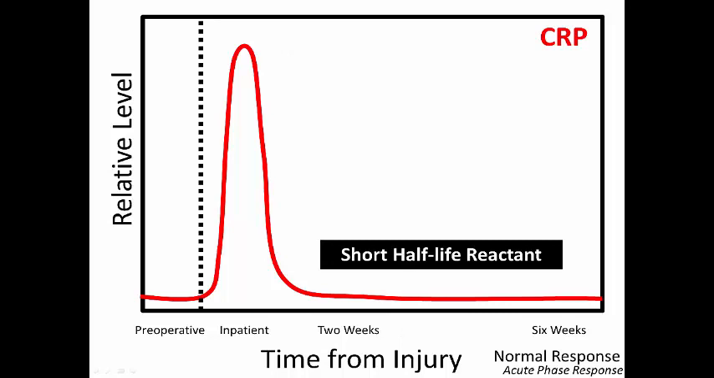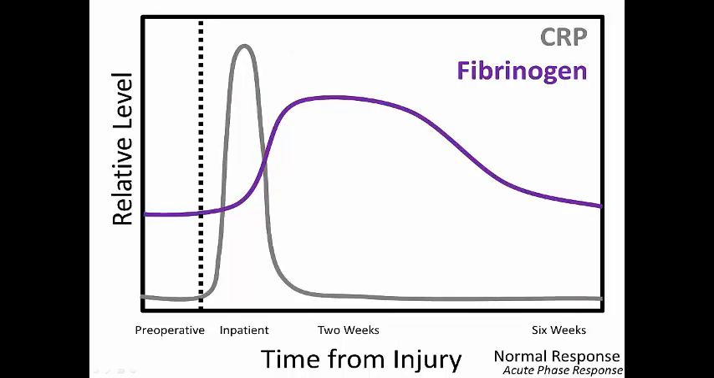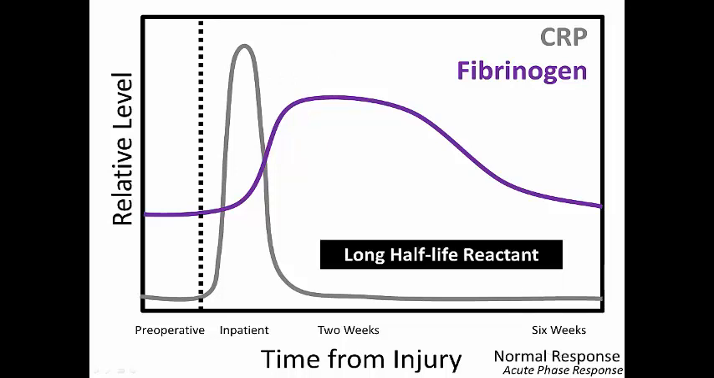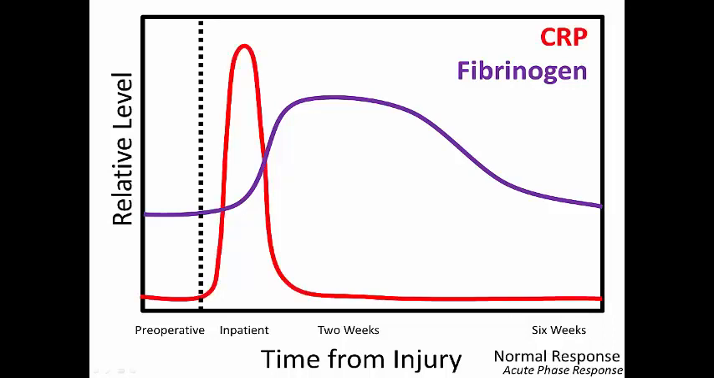CRP is a short half-life acute phase reactant. Fibrinogen has a gradual increase and a longer peak, occurring sometime between discharge and the 2-week visit. Resolution occurs at 6 weeks. Fibrinogen is a long half-life acute phase reactant. This is our acute phase response profile for an acute injury with resolution.